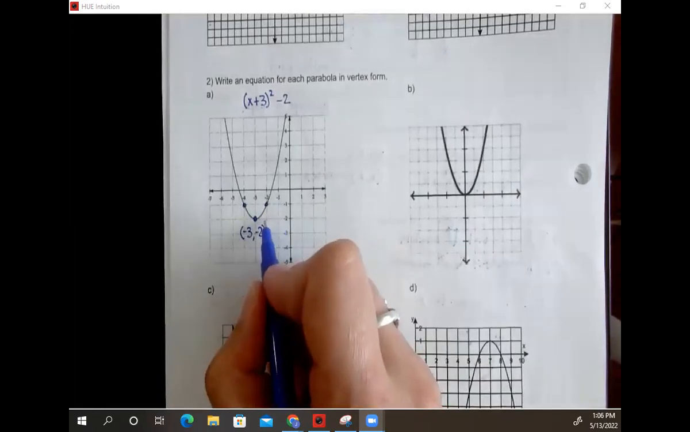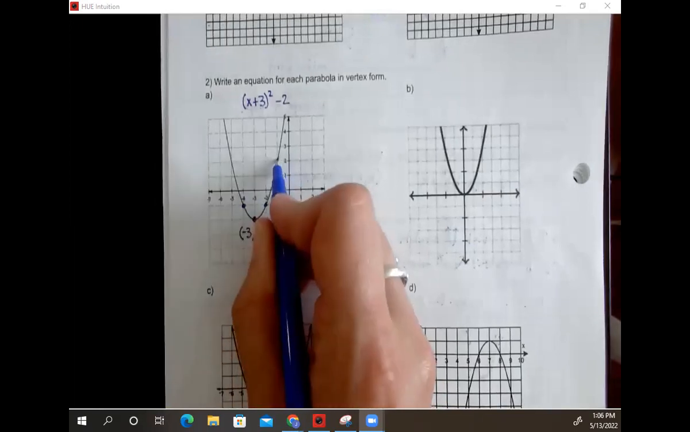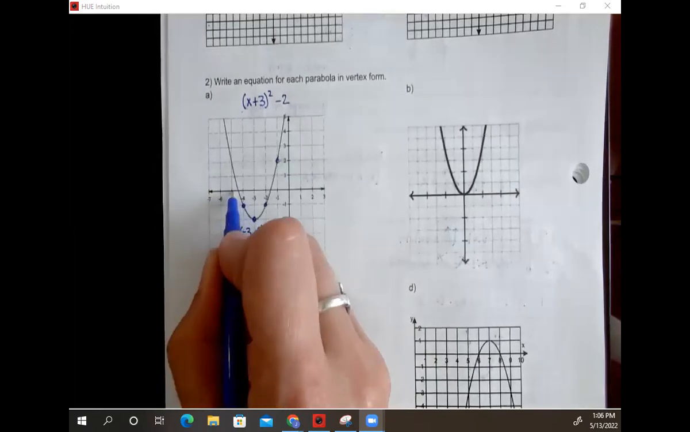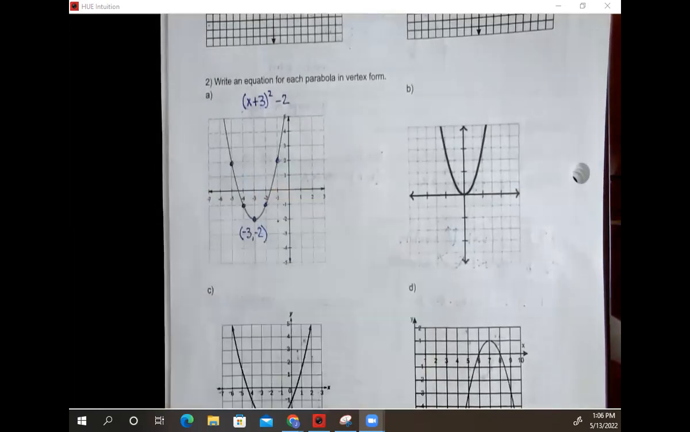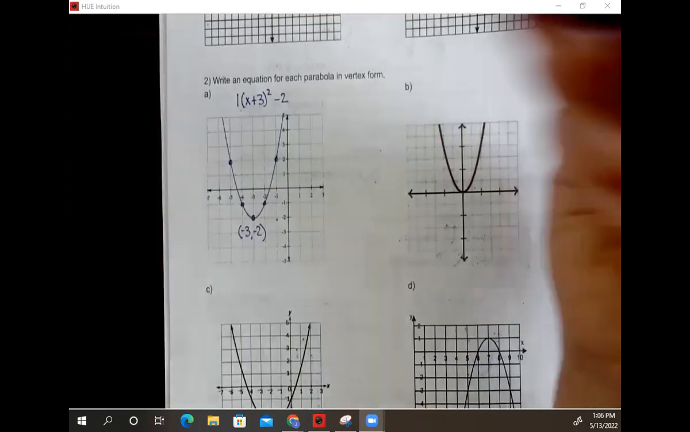For my next set of nice points, from the vertex, I go out 2 and up 1, 2, 3, 4. Out 2, up 1, 2, 3, 4. That's the shape I expect. That's the same shape as my parent graph. That means my lead coefficient is just 1. If you want to write a 1 in there, great. If not, remember 1, we don't have to write for that lead coefficient, but don't forget your y equals in front.